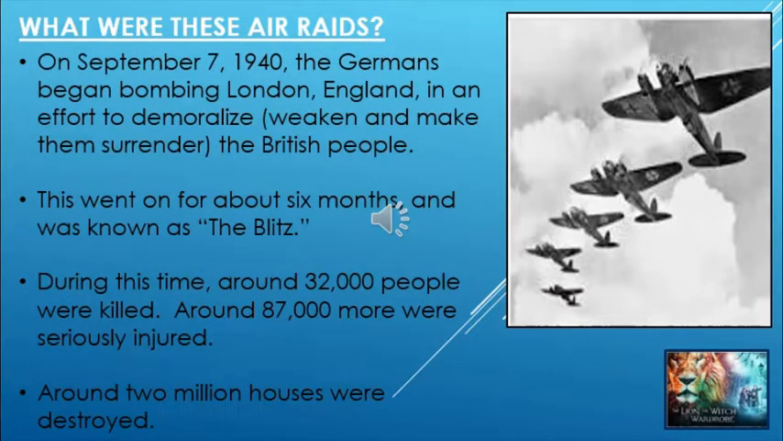There was, of course, retaliation from the Germans, and on September 7th, 1940, the Germans began bombing London, England, in an effort to demoralize the British people. Demoralize means to weaken them and make them surrender. Incidentally, it did not work. This went on for about 6 months, and it was known as the Blitz. During this time, though, about 32,000 people were killed. About 87,000 more were seriously injured, and about 2 million homes were destroyed. That's about 60% of the homes in London at that time.